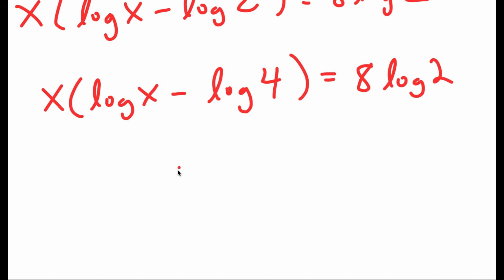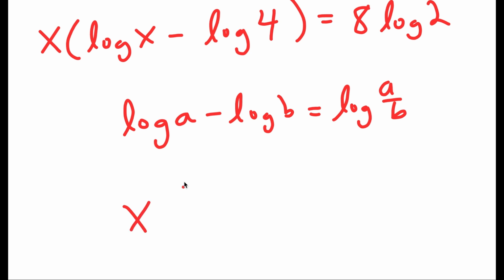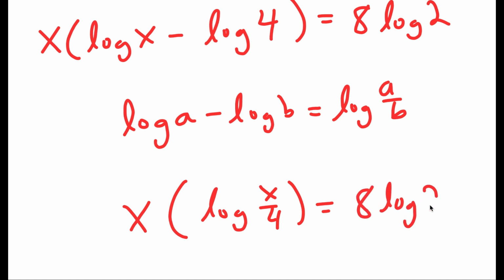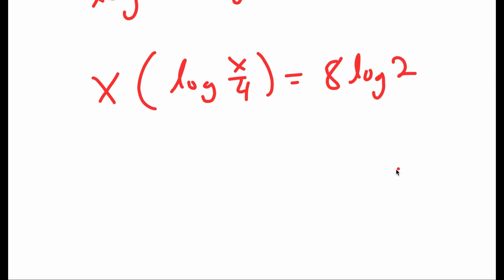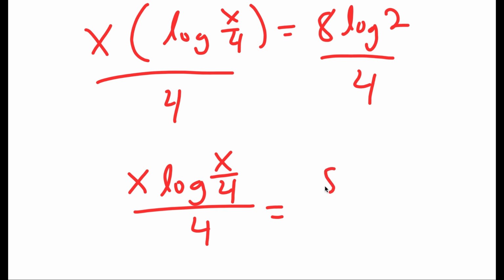Now, another interesting property of logarithms is that if I have something in the form log a minus log b, this is equal to log of a over b. So in this case, log of x minus log of 4 turns into log of x over 4, which is equal to 8 times log 2. Now, I'm going to divide both sides by 4. So I get x times log of x over 4 is equal to 8 times log of 2 over 4, which is the same thing as 2 times log of 2.